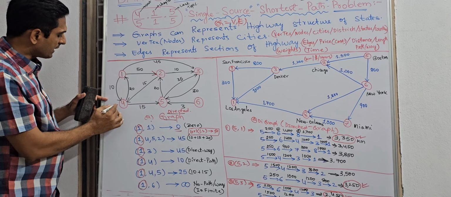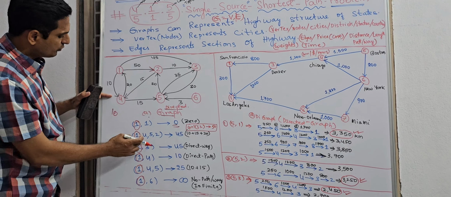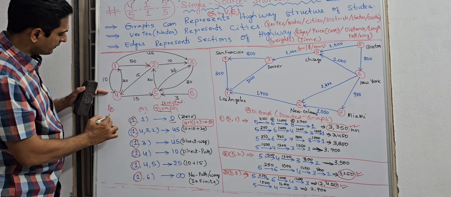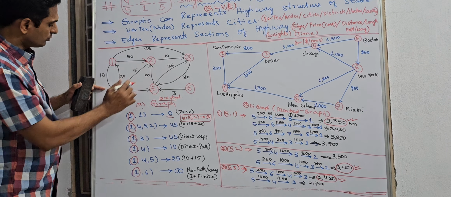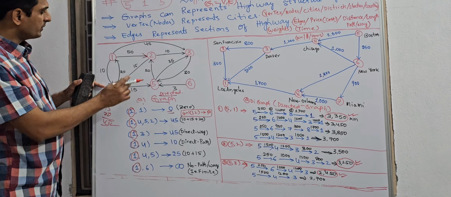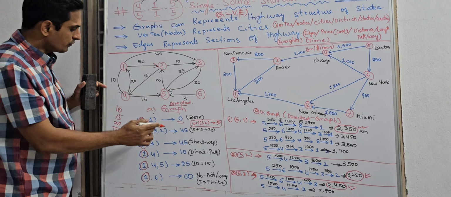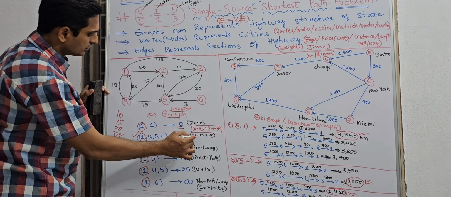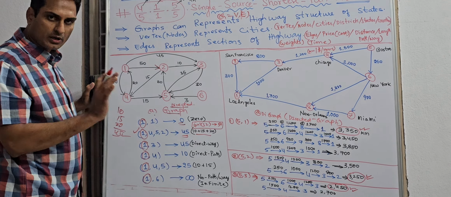So 1 to 4 we can travel, that is 10. 4 to 5, that is 15. Again 5 to 2, that is 20. So this is 45. So 45 kilometers is less than 50 kilometers. So we are choosing this one. This 45 is the shortest path.